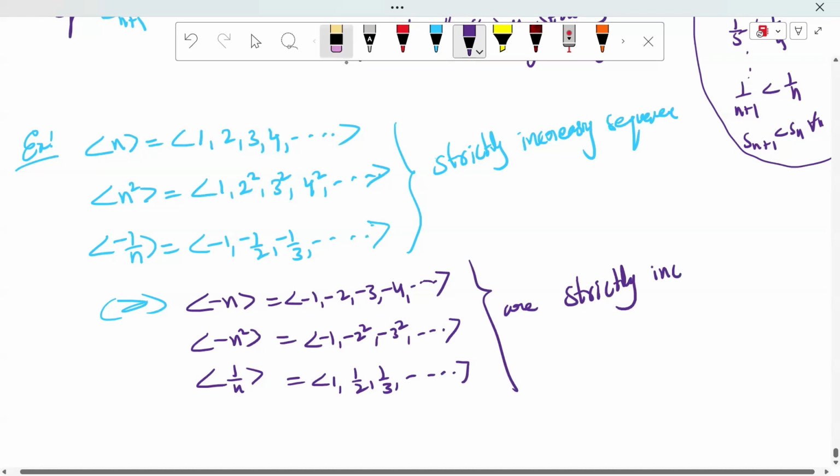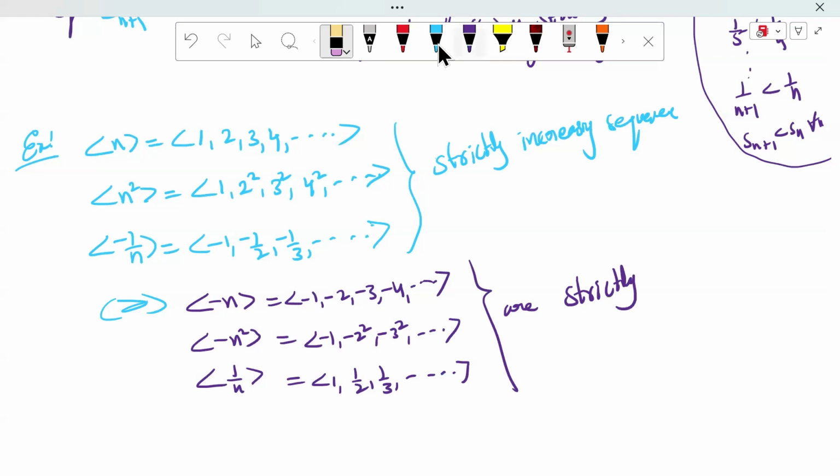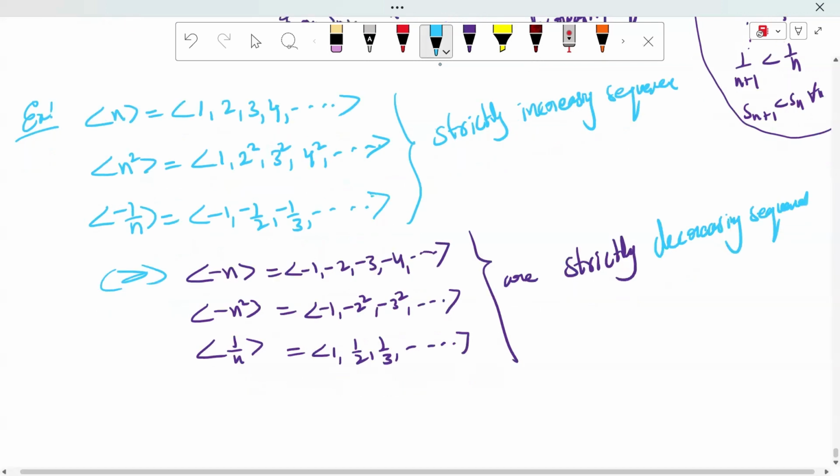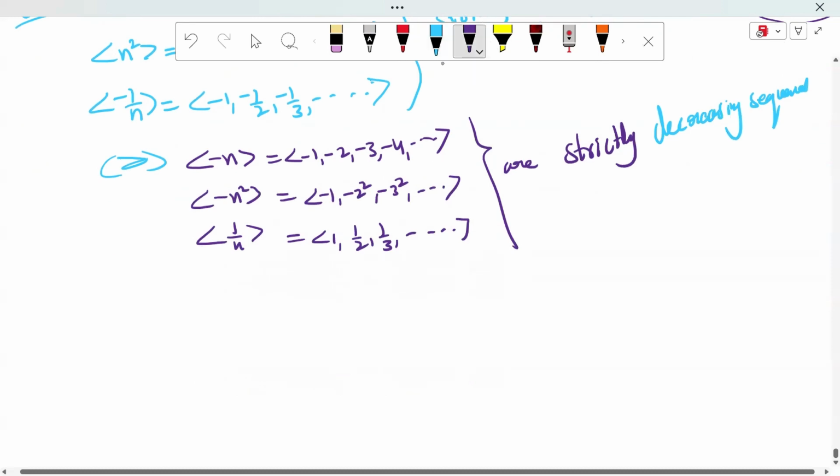Strictly decreasing sequences, sir. For example, this is also a strictly decreasing sequence, sir.